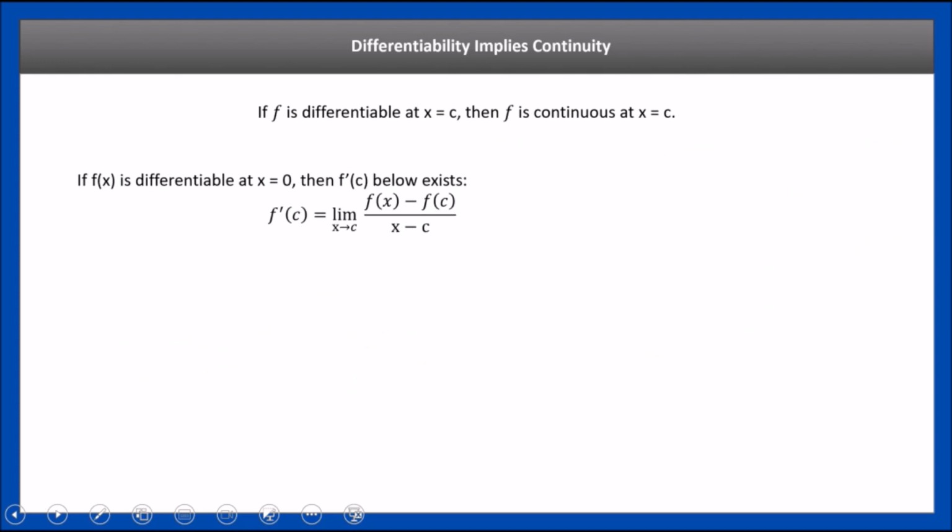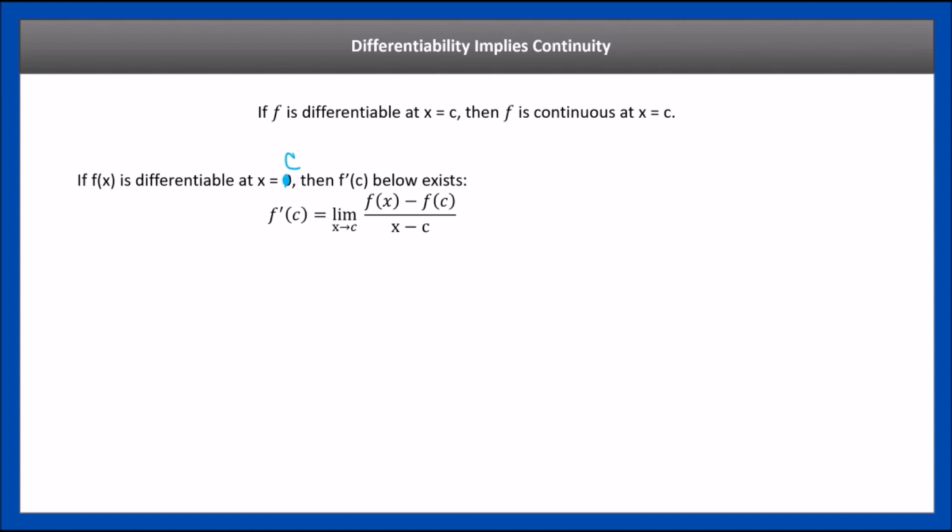So in other words, if it's differentiable at a point, then it's continuous at that point. We're going to prove this. So this should say x equals c. Okay, so if it's differentiable at x equals c, then that means the derivative below has to exist, right?